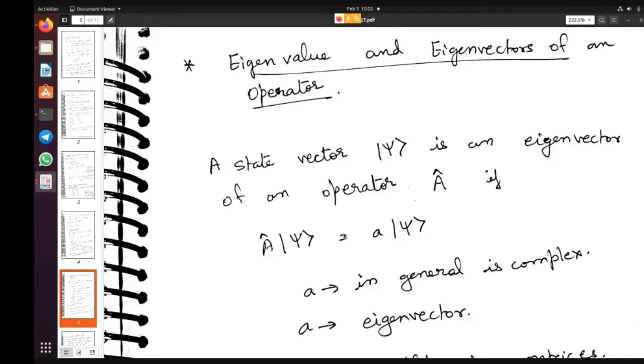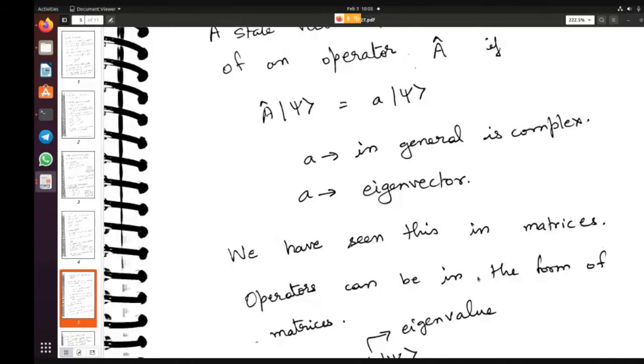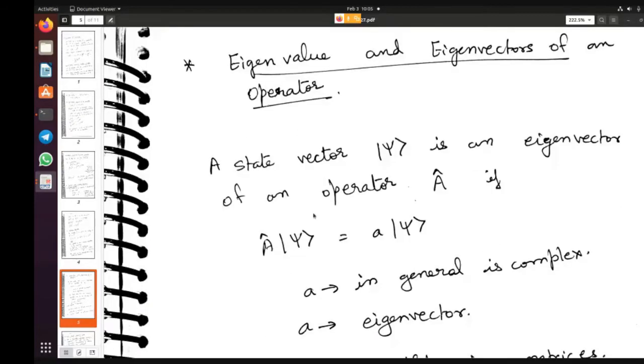Okay. So if the operator applies on a function, you're going to get an eigenvalue, and then this is the eigenvector. So given an operator, you can always find out the eigenvalues and eigenvectors.